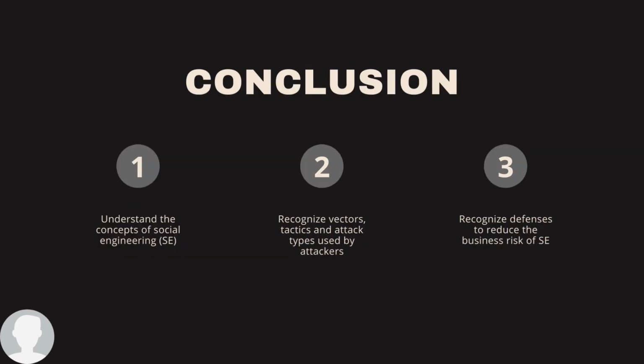So in conclusion, I went through the concepts of social engineering, the attack vectors, tactics, and principles used. We know that they can use trust like spice. They can use the six principles of influence. They can use phishing, vishing, smishing, and so on. And then there are six different steps to defend and reduce business risk for social engineering.